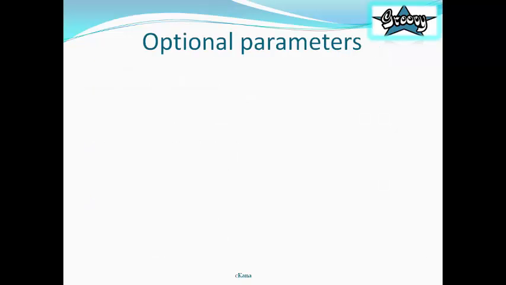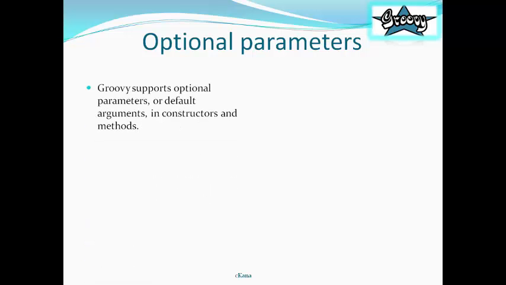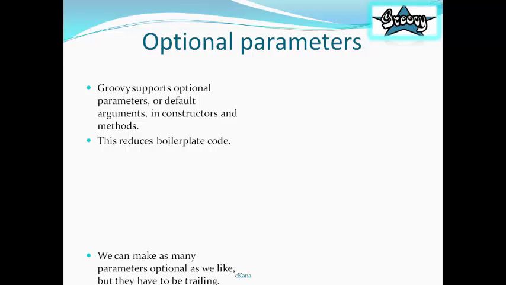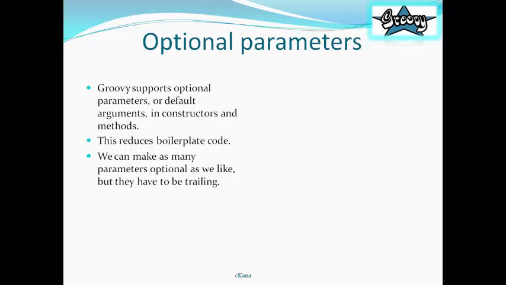Now let's talk about optional parameters. Groovy supports optional parameters or default arguments in constructors and methods. This reduces boilerplate code. Now, boilerplate code or boilerplate is a section of the code that has to be included in many places with little or no alteration. It is often used when referring to languages that are considered verbose, or where the programmer has to write a lot of code to do minimal jobs.